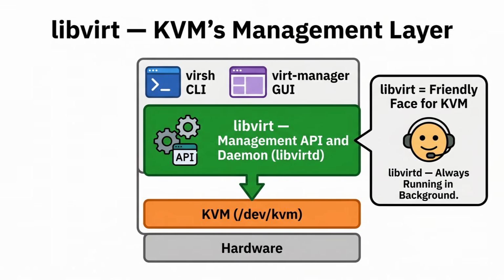You'll see libvirt mentioned a lot with KVM. What is it? Libvirt is a management API and daemon that sits on top of KVM. It gives you a consistent way to create, start, stop, and manage virtual machines, whether through command line tools like virsh or graphical tools like virt-manager. libvirt talks to KVM through /dev/kvm and handles all the complex setup for you. It's the friendly layer on top of the raw power of KVM.